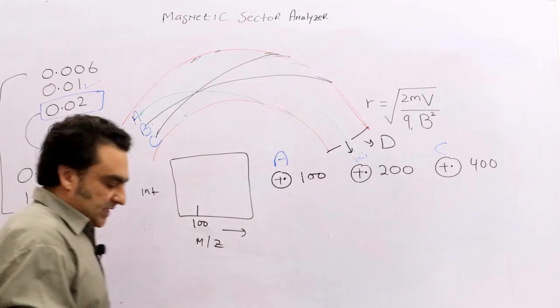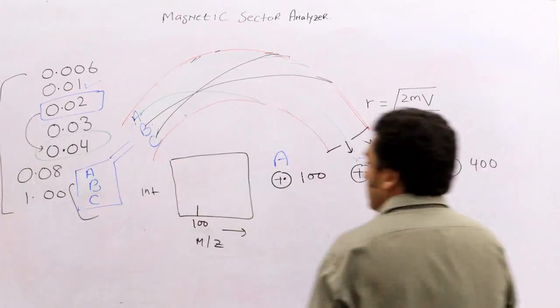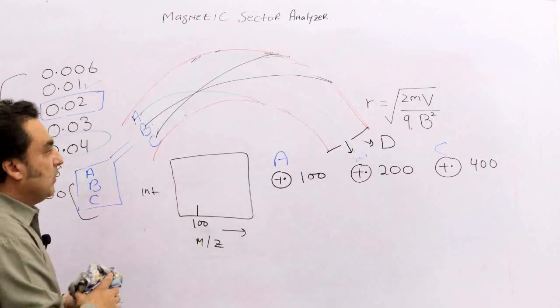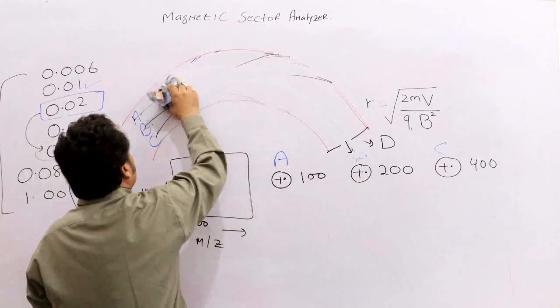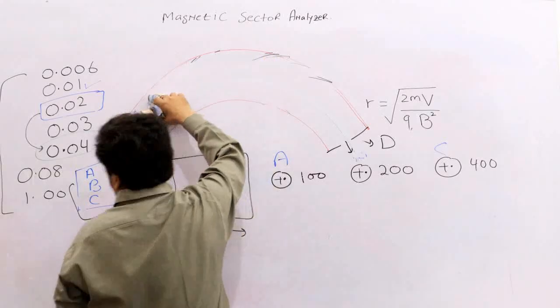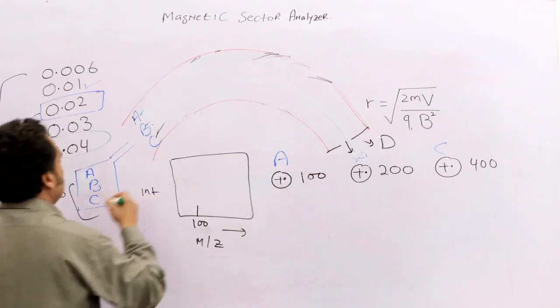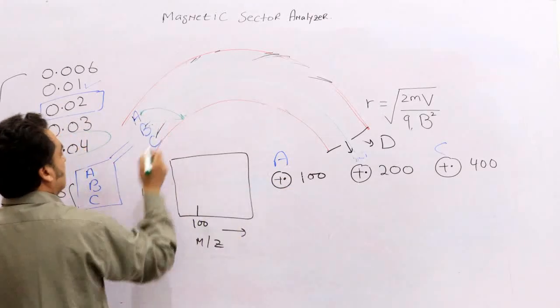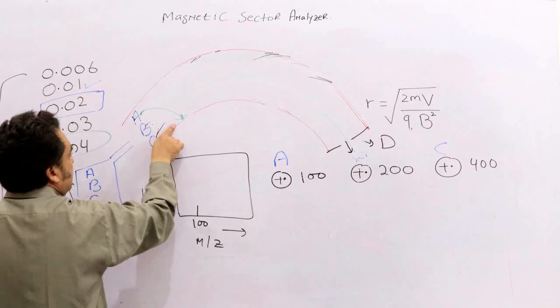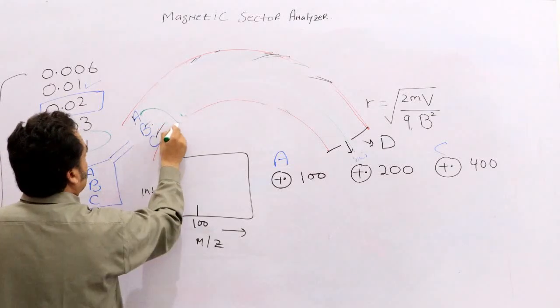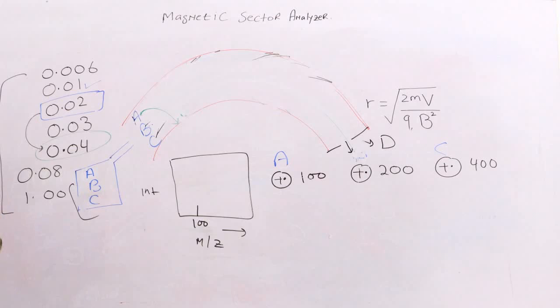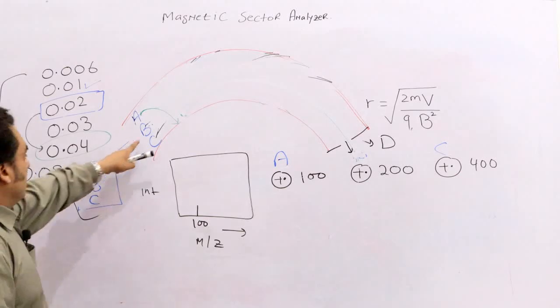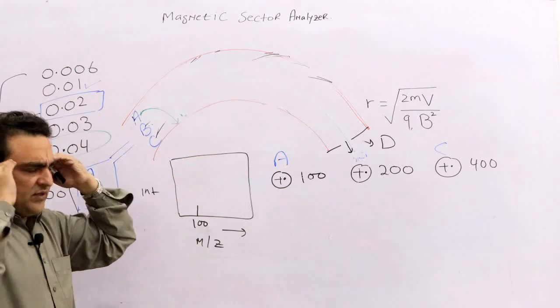Now if you increase the magnetic field to 0.04, suppose, what will happen? Now again, what will be the result? This A is the light one, it will be destroyed here, very near, even nearer than this. It will be deflected as it enters the field. Now where is B? This B.